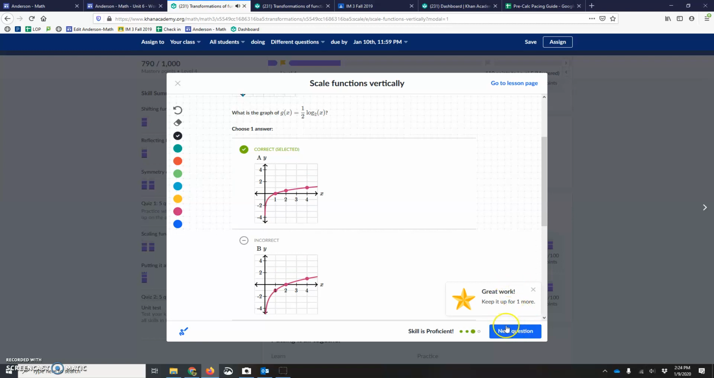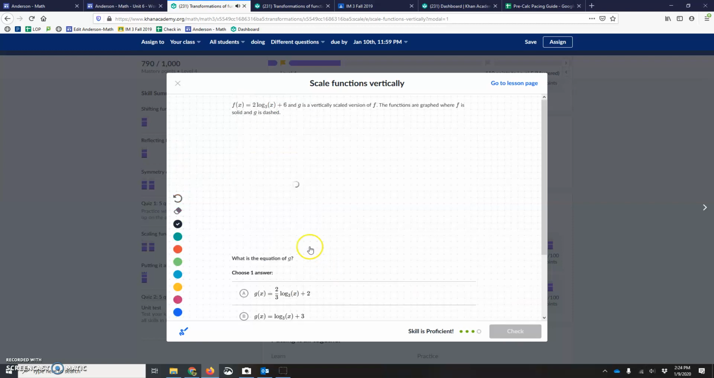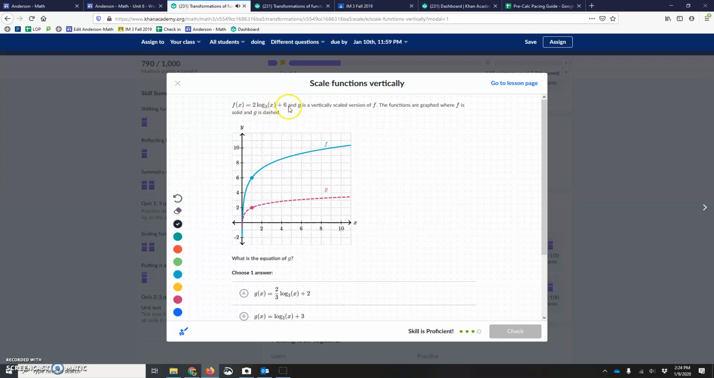And last question. All right, so here's a graph. G is a vertically scaled version. We don't need to actually know what that is. The functions are graphed where F is solid and G is dashed. Okay, so this is the original, and this is our new one. So it was going to 6, now it's going to 2. So what do we have to multiply 6 by to get 2? Well, here's 6. 6 times 1/3 equals 2. So 1/3 is our ratio here.